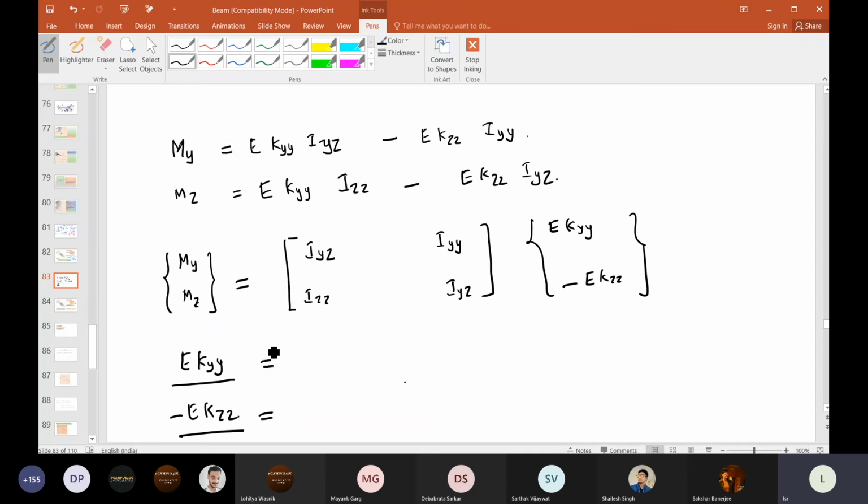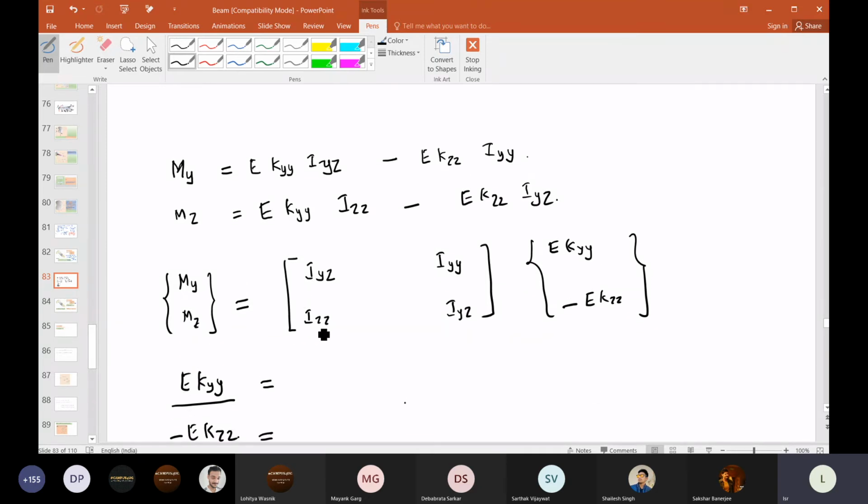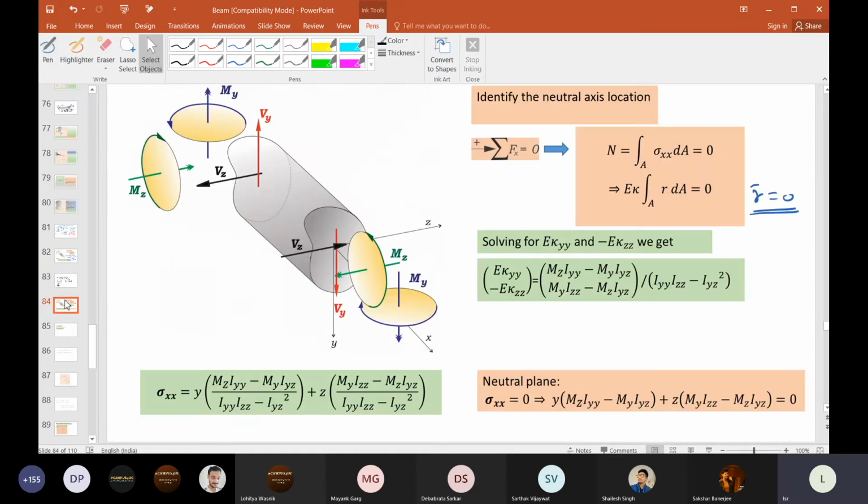I think I will not solve it. You will have to take the determinant, divide, and you interchange this and the sign changes. All those things. It is a 2 by 2. So where are we actually? Here we have got it already. The same thing we have got.